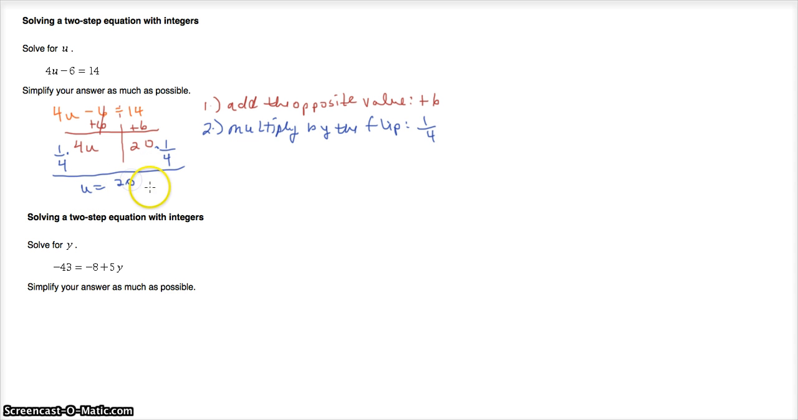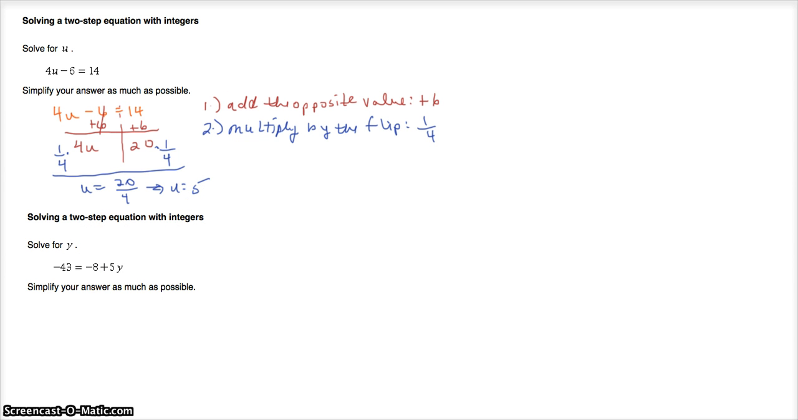equals 20 times 1 over 4 gives you 20 over 4. So that means that u equals 20 divided by 4 equals 5. So as you see, we're just applying the same process over and over again. Let's look at the next problem.